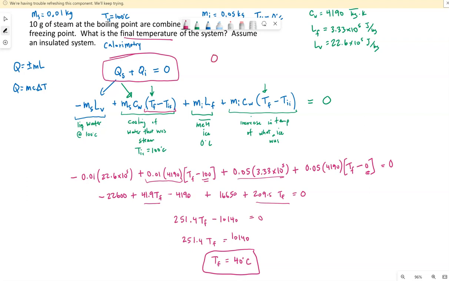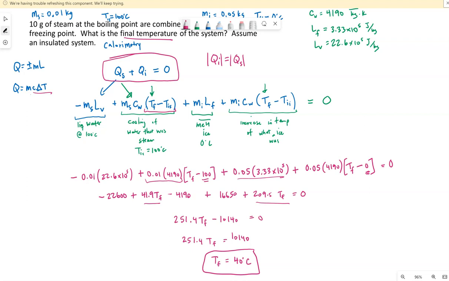It is common to say that the energy the ice absorbs is going to equal the energy the steam gives off. Which is true in terms of the absolute values. That's totally true. But in terms of our equations, especially when we're dealing with our delta T, we have to be careful with the signs.